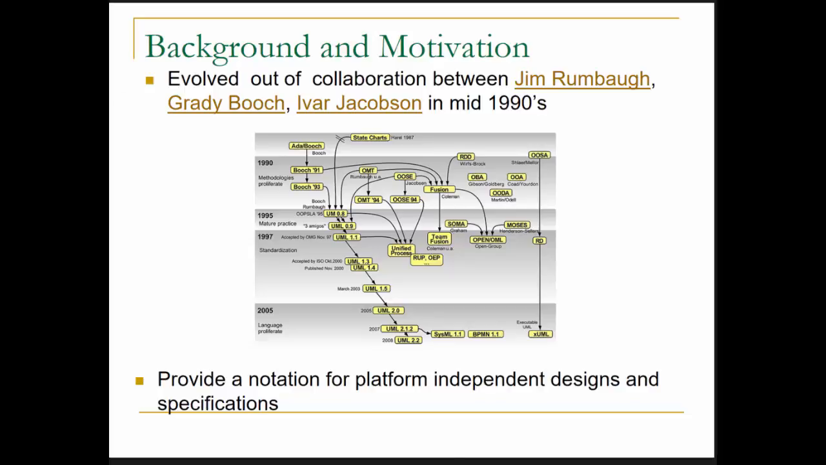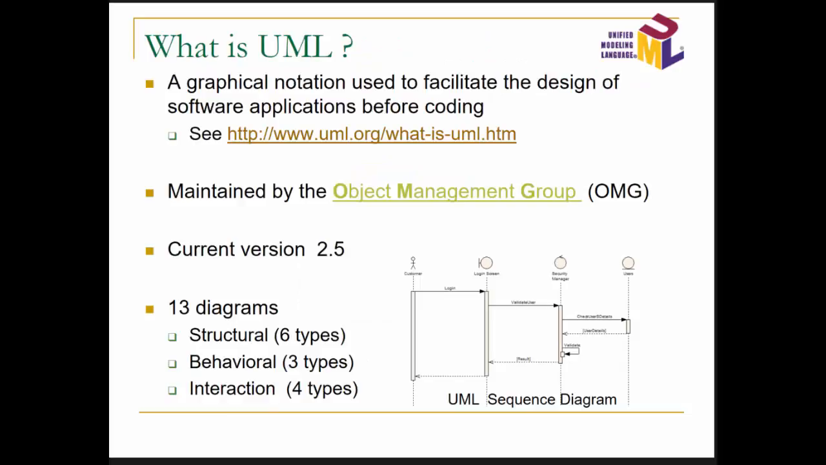So to take a little bit of a deeper dive, what is UML? Simply stated, UML is a graphical notation used for the design of software applications before coding. So a graphical notation used to facilitate the design of software applications before coding. You'll often see analysts create these UML diagrams and then pass them to software engineers, to an implementation team. Sometimes the folks developing these UML diagrams and software design artifacts are not necessarily the same individuals doing the implementation. It certainly can be, but it doesn't have to be.